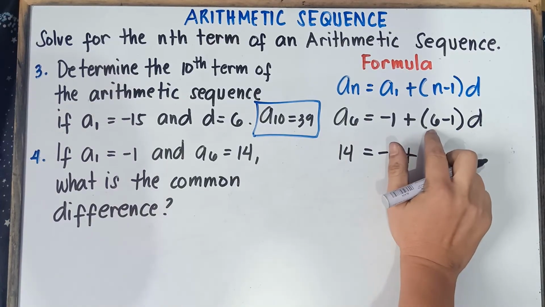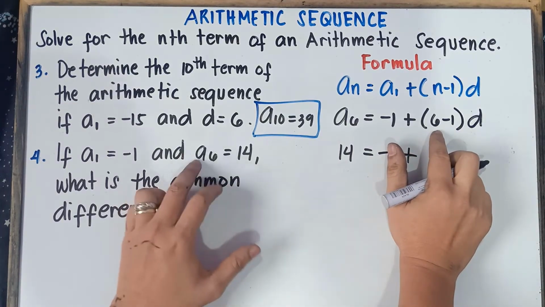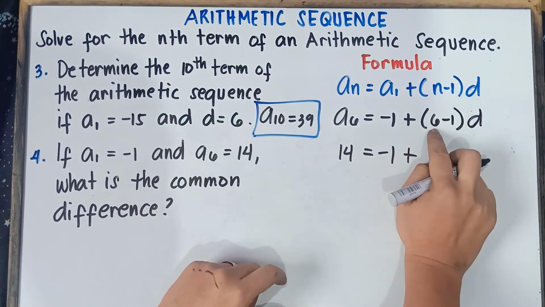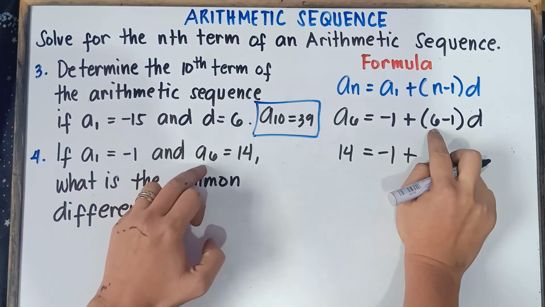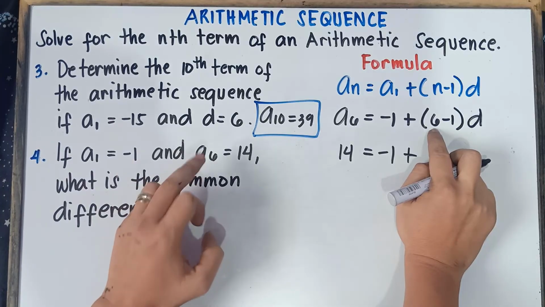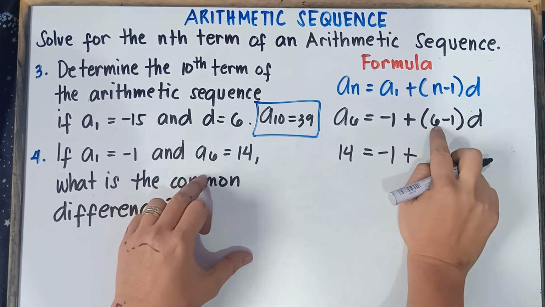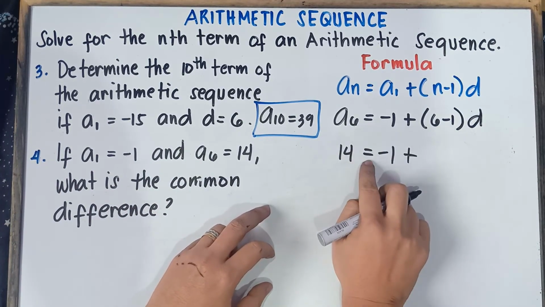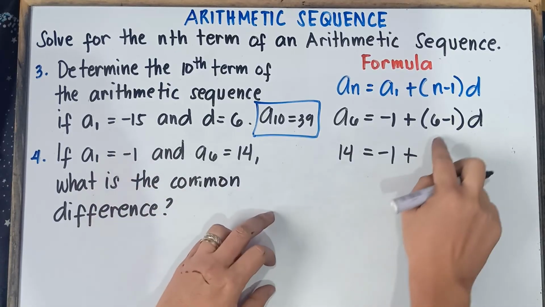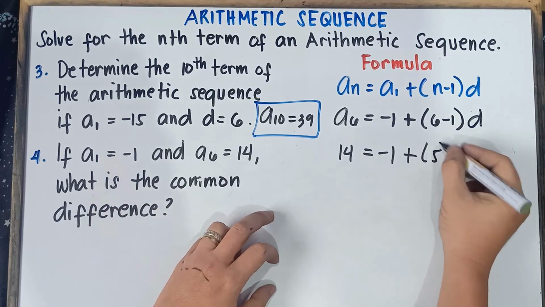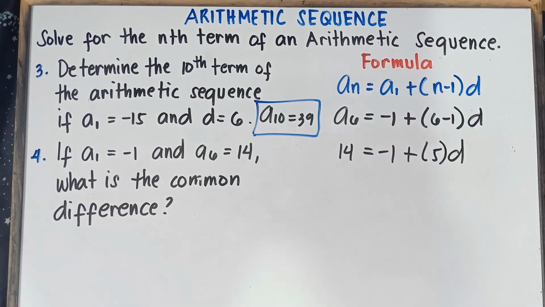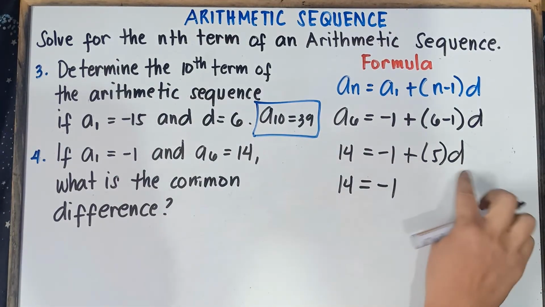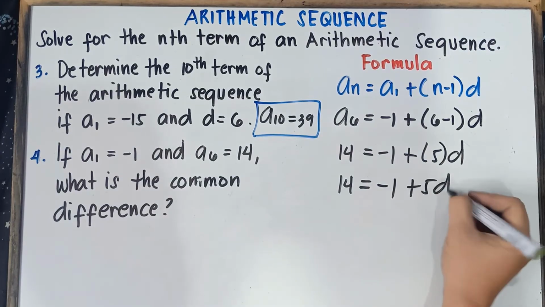Once again, plus d. The number of terms, our last term, our general term is a sub 6. So therefore, that's why our n is 6. So a sub 6 would be 14, the general term. Copy the equals sign. A sub 1 is -1. And then 6 minus 1, that would be 5 times the common difference. So this will be 14 equals, copy -1, plus 5 times d, that would be positive 5d.